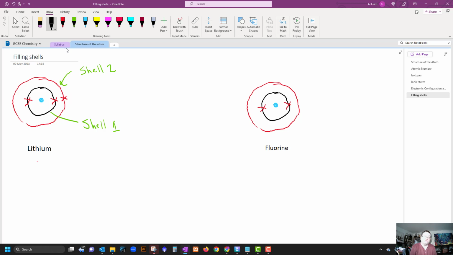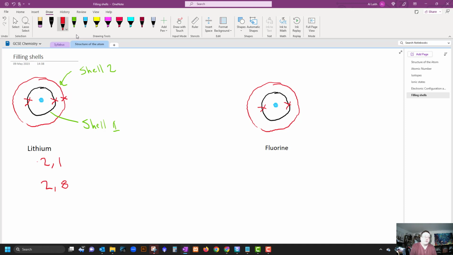But make no mistake, you're not likely going to find lithium like that in nature for too much longer. Why? Because of this shell number 2 here. If I was to go back to my red pen and write out the electronic configuration of lithium, we know it's going to be 2 and we know it's going to be 1. Now, bearing in mind that shell number 2 can take 8 electrons, and we've only got 1 electron in it, that leaves lithium very highly reactive and unstable indeed in that state.